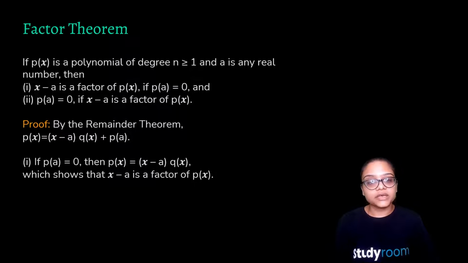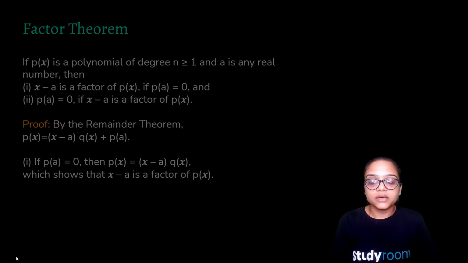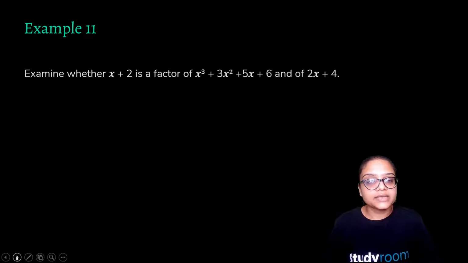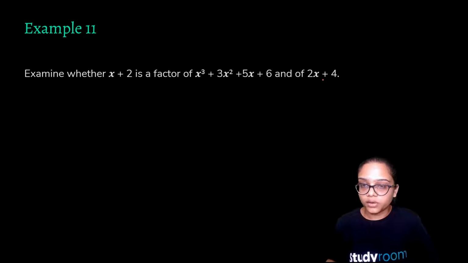So if p(a) is 0, then p(x) equals (x minus a) into q(x), because the remainder becomes 0, which shows that x minus a is a factor of p(x) because it's shown as a multiple. The other way around also we can show that. Since x minus a is a factor of p(x), p(x) equals (x minus a) into g(x) for some polynomial g(x), and p(a) would be found to be 0. Now examine whether x plus 2 is a factor of the given polynomials or not.